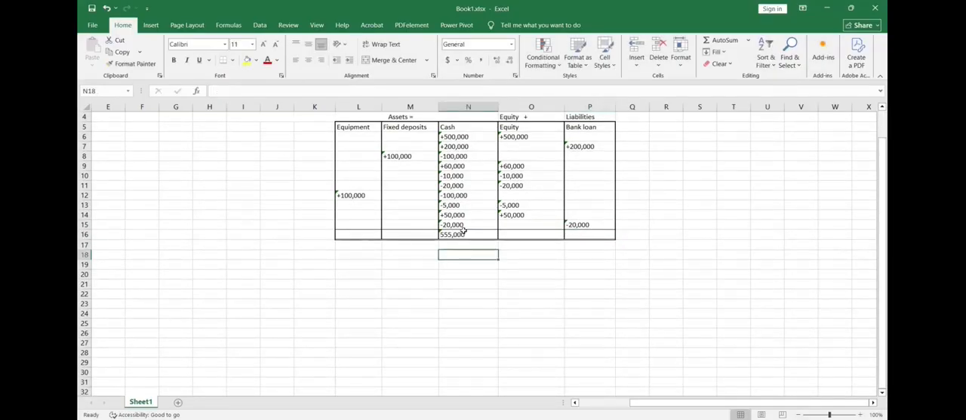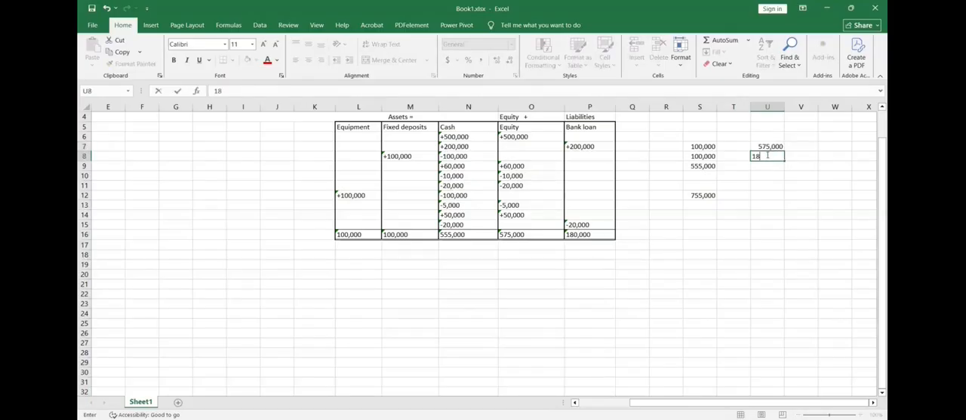The total cash balance is 555,000. Now let's calculate the total equity balance: 575,000. Now let's calculate the total liabilities: 180,000. Equipment 100,000. Fixed deposit 100,000. Now add all assets together: equipment balance plus fixed deposit balance plus cash balance. The total asset balance is 755,000. Now add the equity balance and the liability balance.